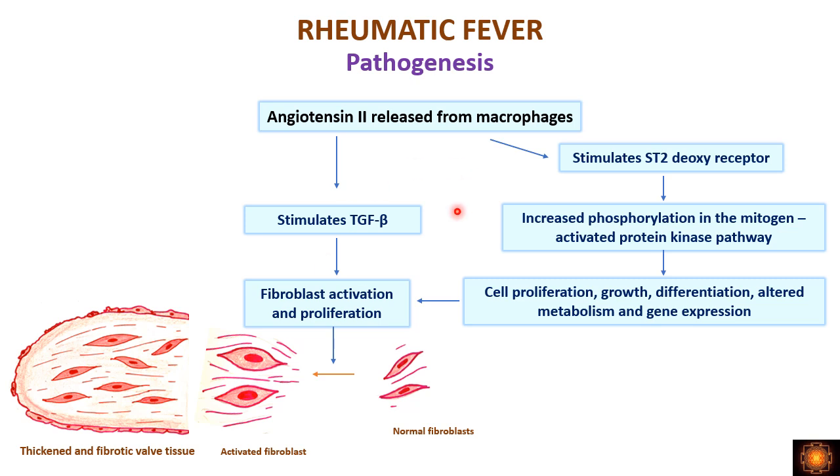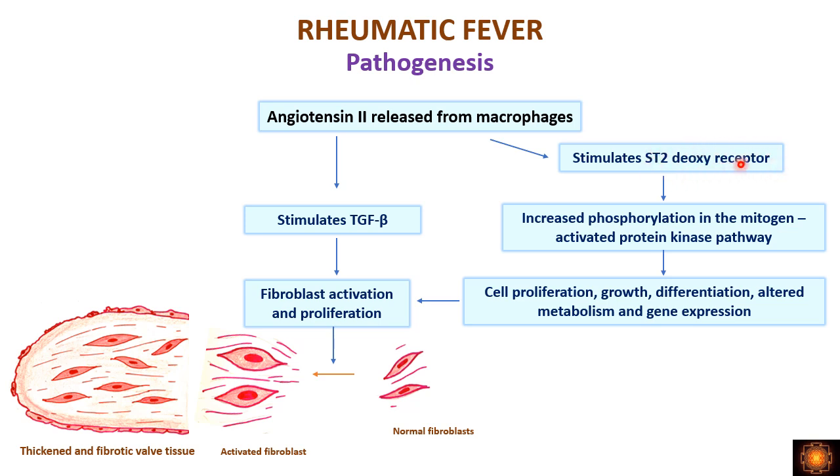Now, this also I told you, angiotensin 2, which is produced by the macrophages, is mainly responsible for the fibrosis. Now, how does it cause fibrosis? This is because angiotensin 2 stimulates transforming growth factor beta. Now, this is the one which causes fibroblast activation and proliferation. Not only the transforming growth factor beta, it also stimulates the AT2 receptor.